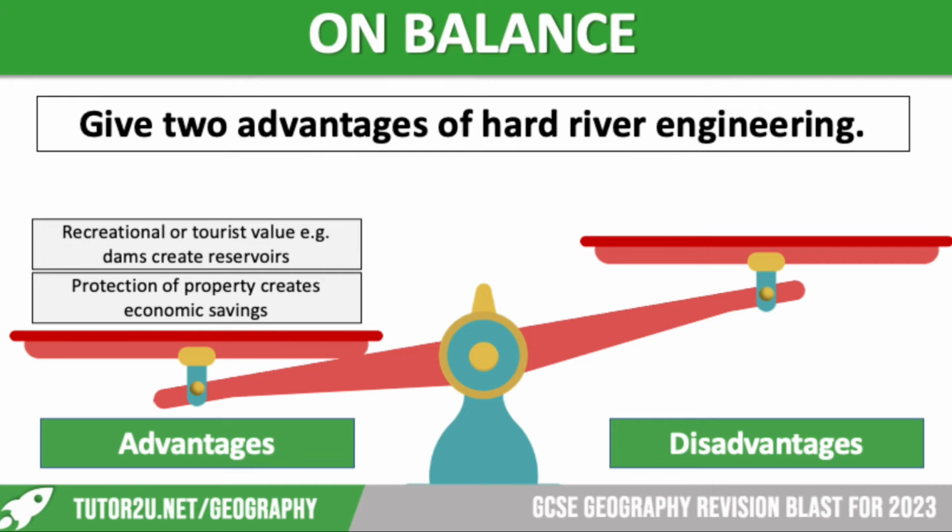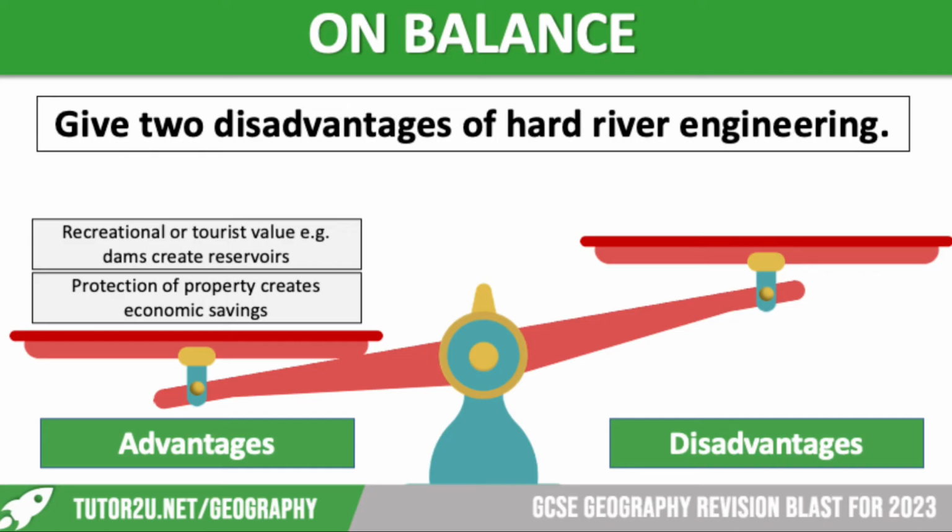And the protection of property creates economic savings. So it means that people's homes are not so much at risk. The price of home insurance is going to be lower for them. They can sell their homes if they want to, all sorts. Right, let's move on to disadvantages of hard river engineering this time. So why might people be opposed to hard engineering strategies for protecting the river?